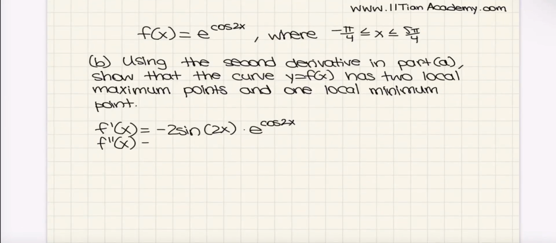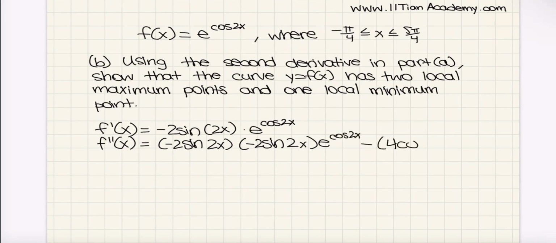The second derivative is negative 2 sine 2x times negative 2 sine 2x times e to the power of cosine 2x, minus 4 cos 2x times e to the power of cos 2x, like that. Okay, so what happens at x equals 0? What if we set x equal to 0?